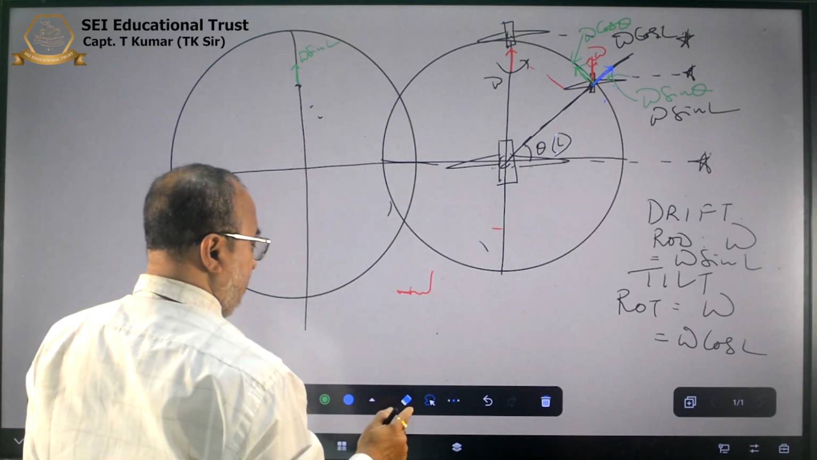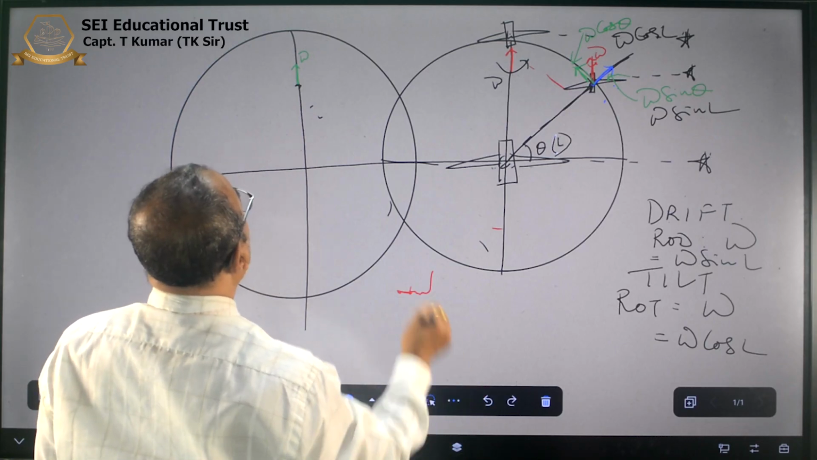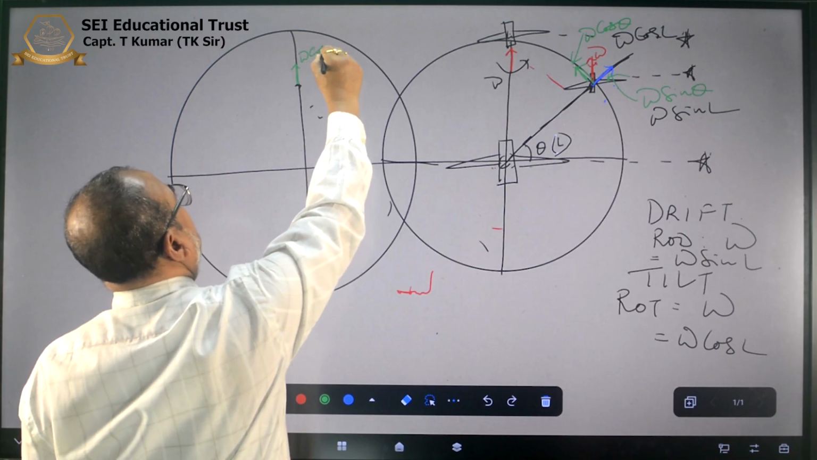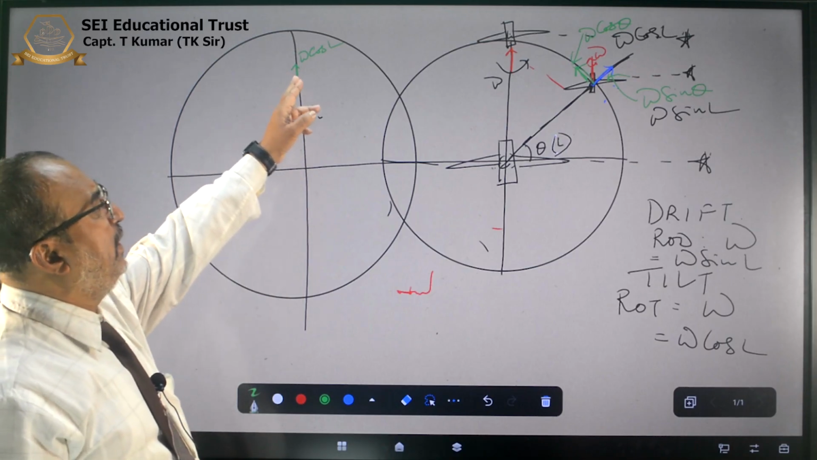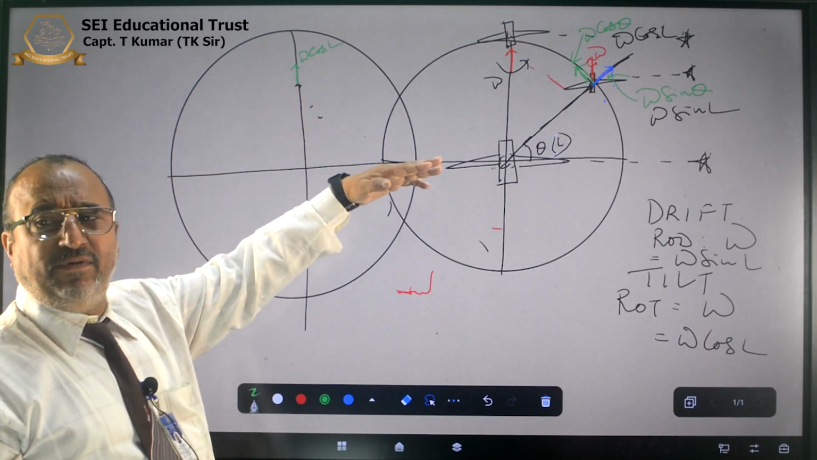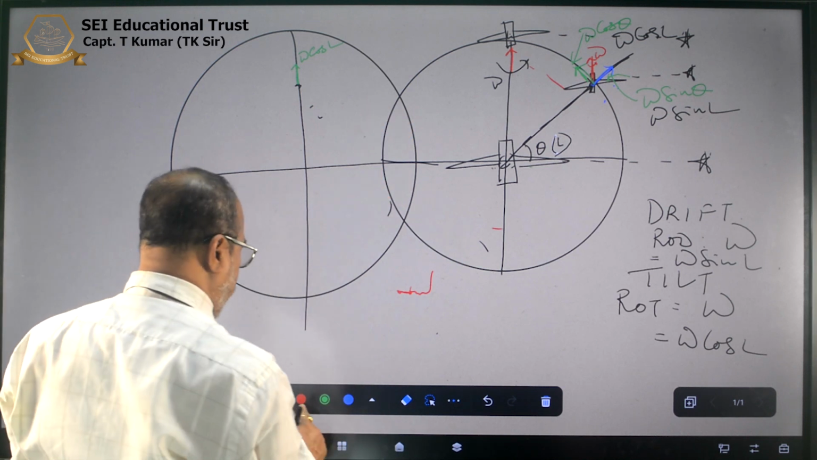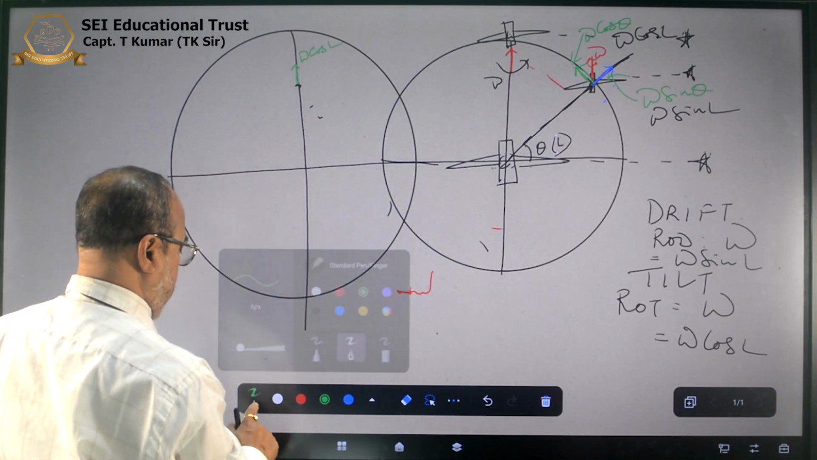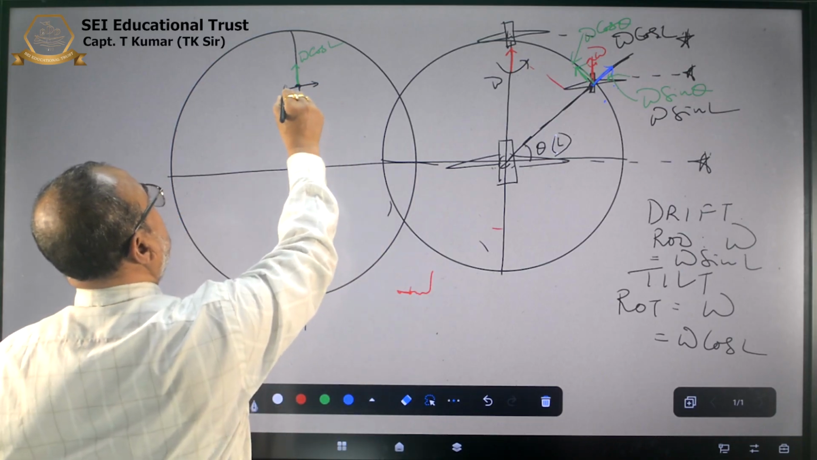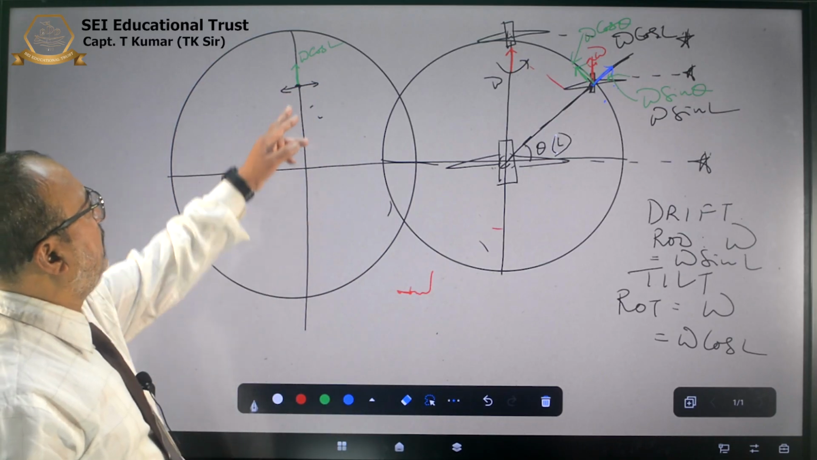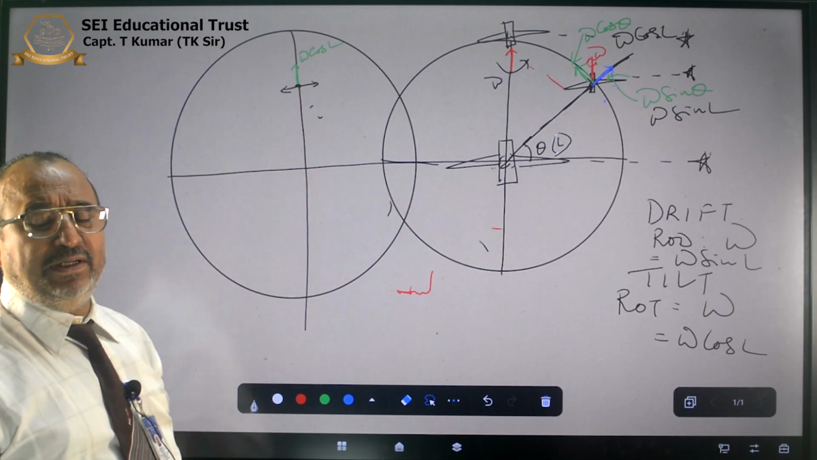Sorry, I made a mistake. Omega cos lat. Omega cos lat. That means what you see, the tilt component lies always 90 degree away from the direction along which the gyro axis is pointing. Here that means gyro axis is pointing where? Gyro axis is pointing this direction. So, that means tilt component is lying 90 degree away from the direction gyro axis is pointing.